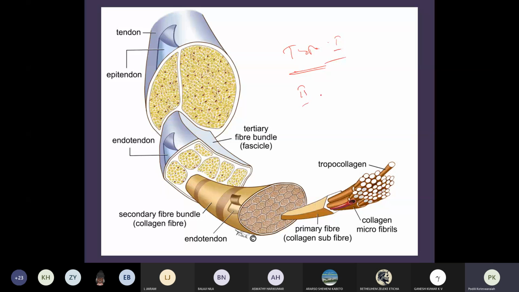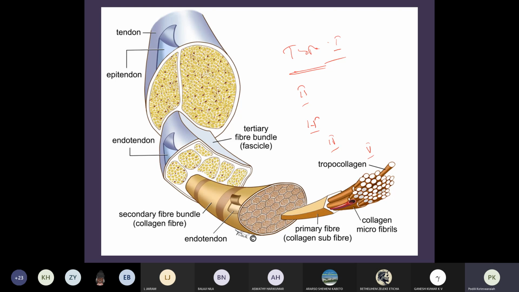The type 2 collagen is mainly present in the cartilage and intervertebral disc, and the type 3 collagen is present in the fetal skin and also the blood vessels. The type 4 collagen is present in the basement membrane and the muscle. And the type 5 collagen is present in the placenta and the skin. So they have slight differences in their distribution and also their structure. And the type 1 collagen is the major collagen that is found most often.